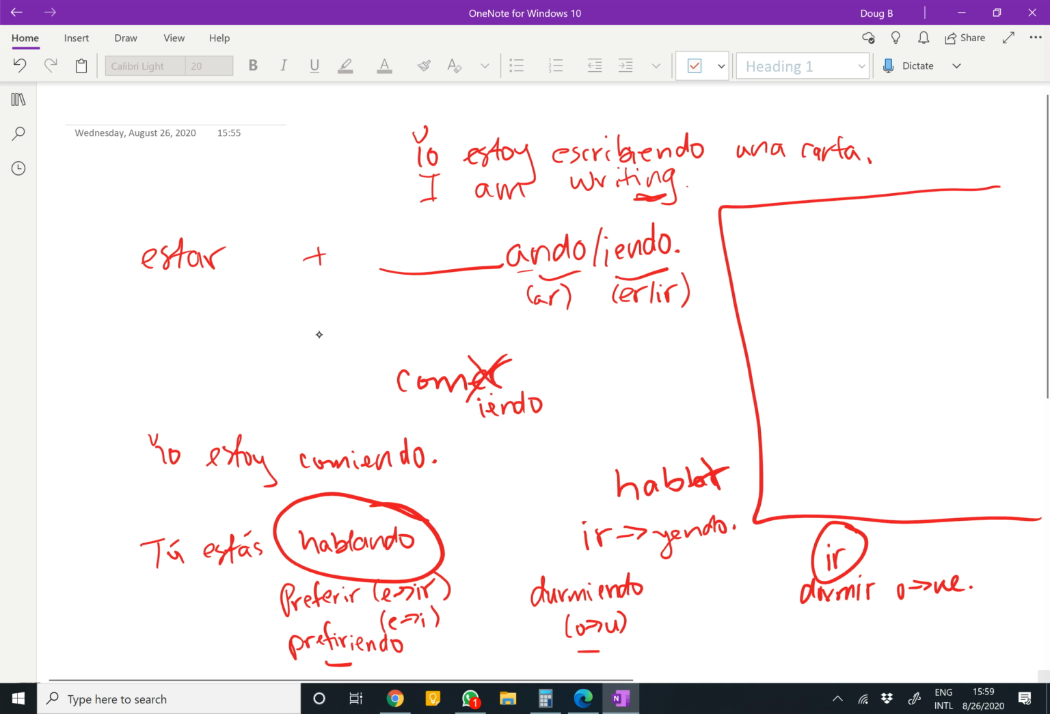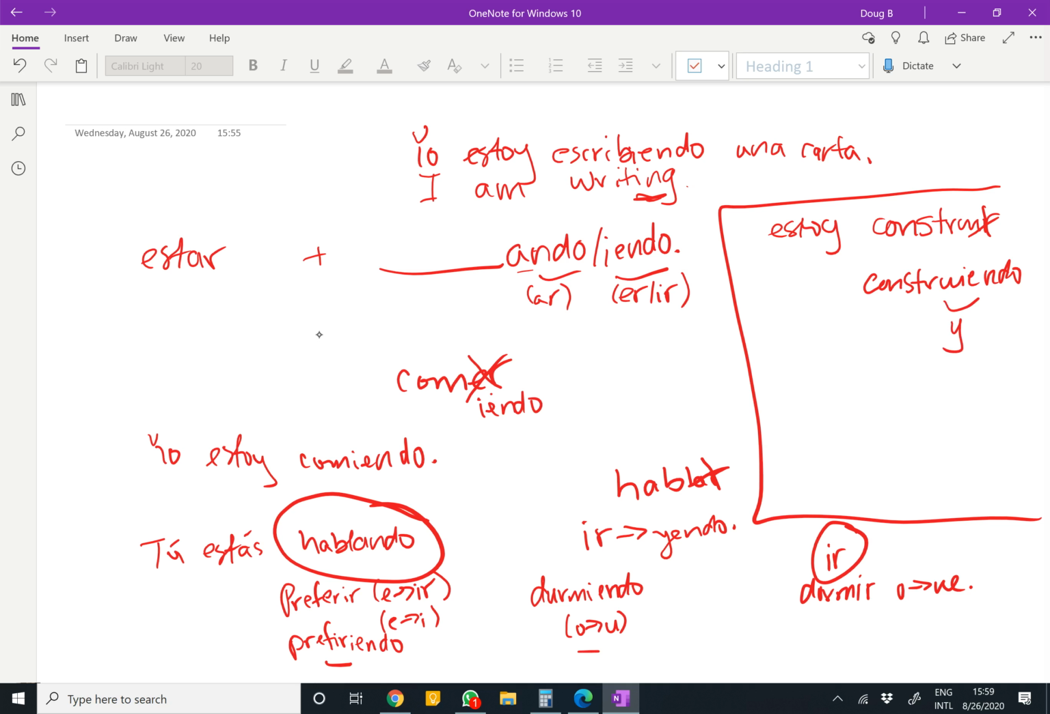Another thing you should be aware of are, for example, yo estoy, and it's always going to be a form of estar, construir. Right? Construir. So we're going to take off the IR, and we'll have construyendo. So pronounce that out. Construyendo. Doesn't sound very fluid, does it? It doesn't, and that's why in Spanish when we have 3 vowels in a row, and the middle one is I, we change the I to a Y. Construyendo. Yo estoy construyendo una casa, por ejemplo.